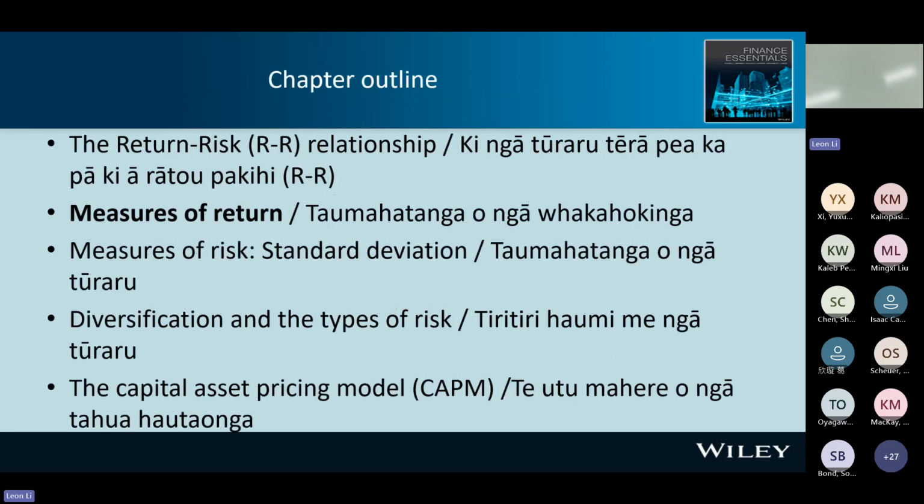Okay, we finished the discussion on the first topic. So again, let's review some key concepts for you. The risk-return relationship: first, remember return is a compensation for bearing the risk. So the greater the risk, the greater the return. On the other hand, the less risk, the smaller the return.